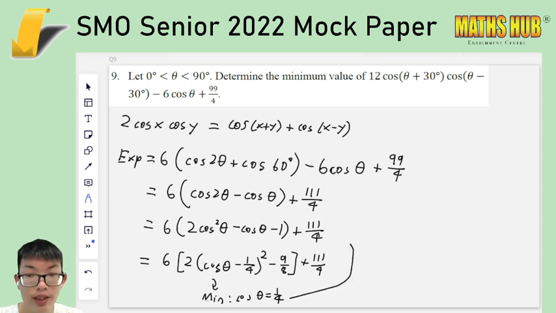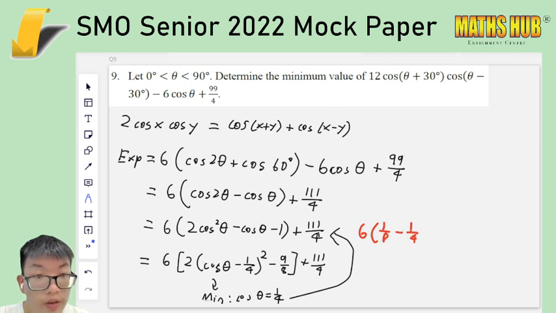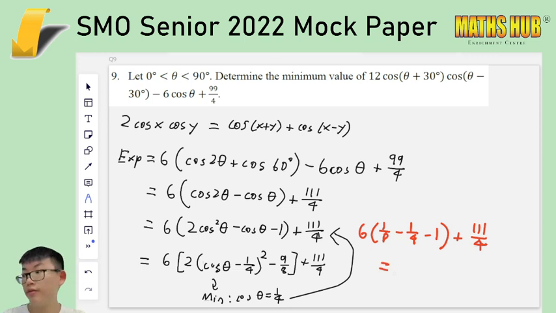So just put it back into here and see what we get. So 2 times 1/4 squared is 1/8, minus 1/4, minus 1, plus 1/4, and this would be equal to exactly 21. So that will be the minimum value of this expression, which is attained when cosine theta is 1/4.